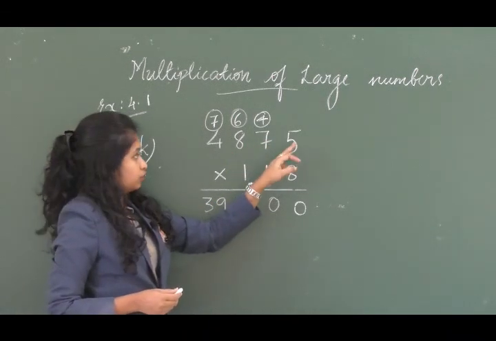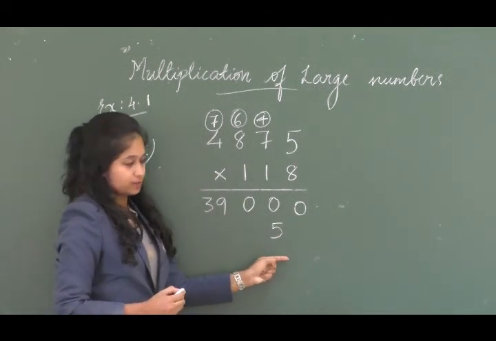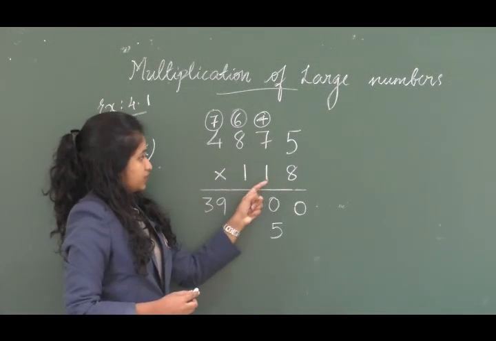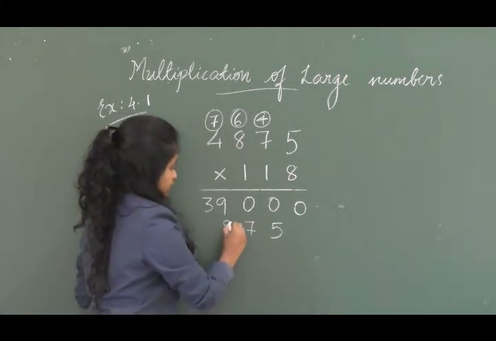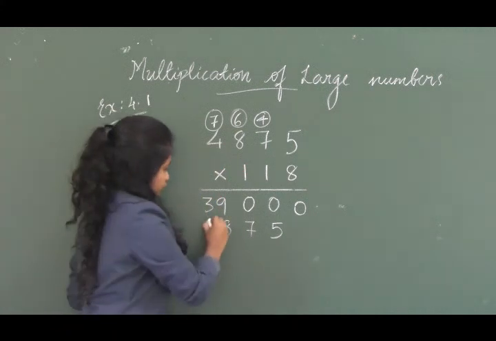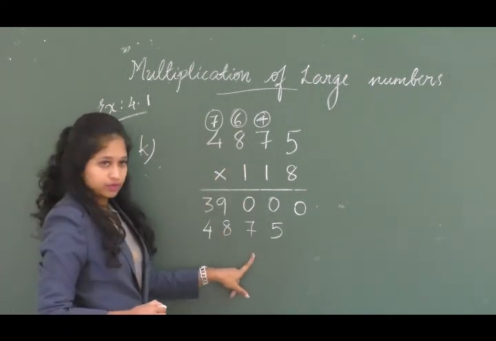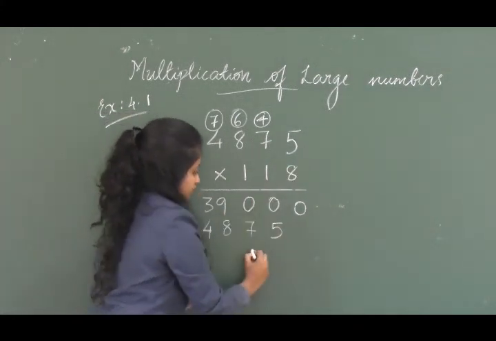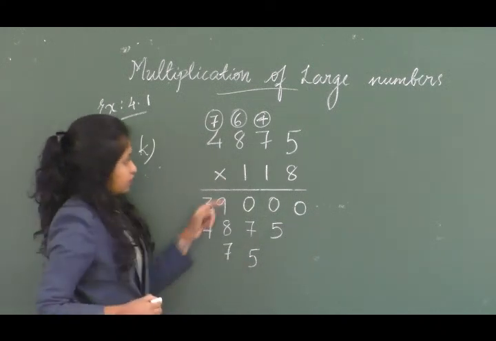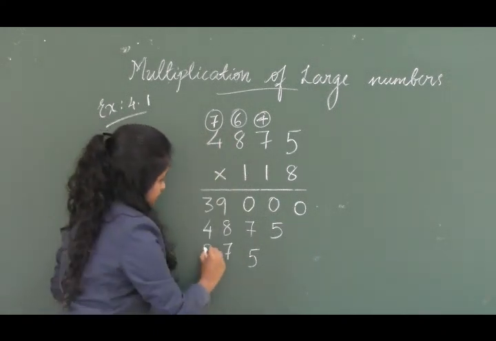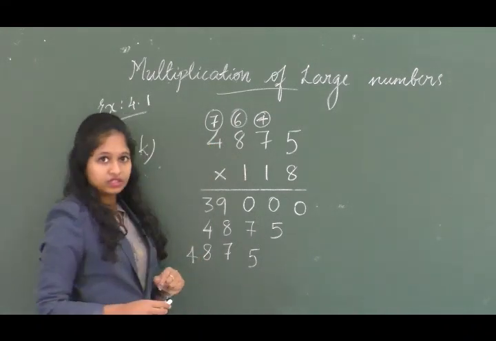Now 1 into 5 is 5. Write 5 in the tens place. Now 1 into 7 is 7. 1 into 8 is 8. 1 into 4 is 4. Again 1 in the hundreds place. Start from here. 1 into 5 is 5. 1 into 7 is 7. 1 into 8 is 8. And 1 into 4 is 4.